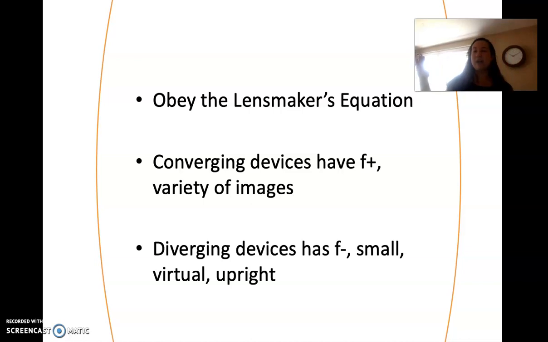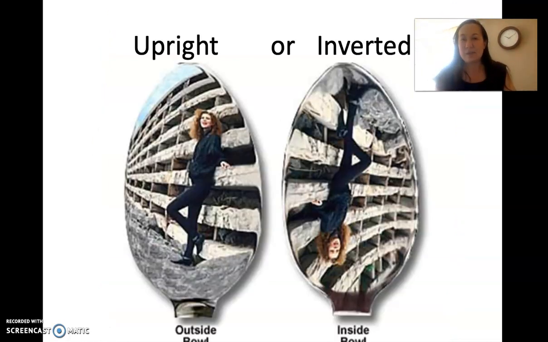It even keeps the pattern where diverging mirrors have negative focal lengths and always make the same image no matter where you put the object. So if I put a mirror here, no matter where I put my object, the image formed in a diverging mirror stays the same type. Okay? So we're going to be able to classify images in the same way that we did with lenses.